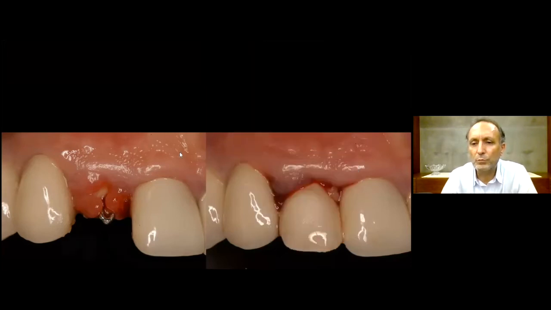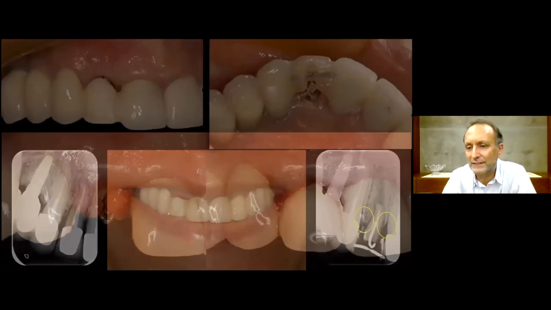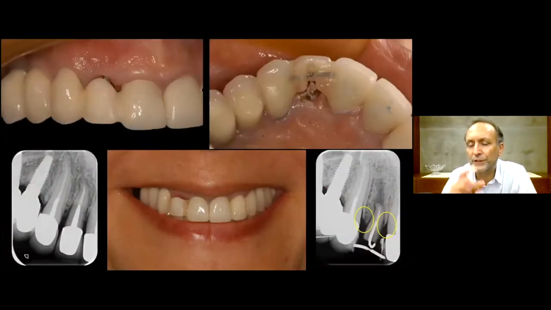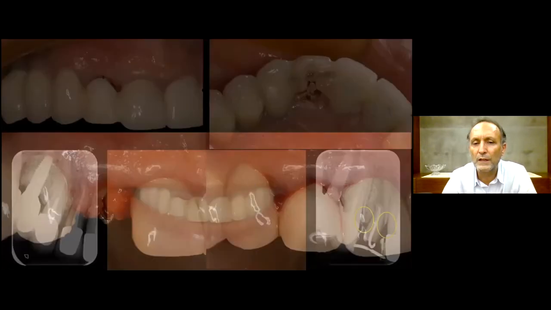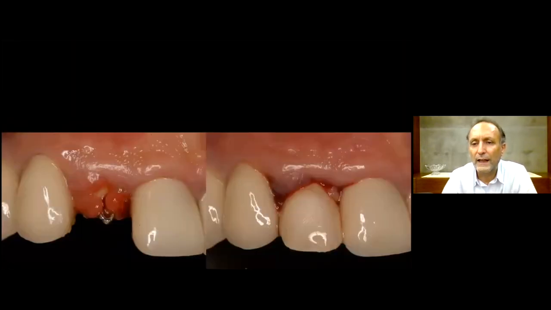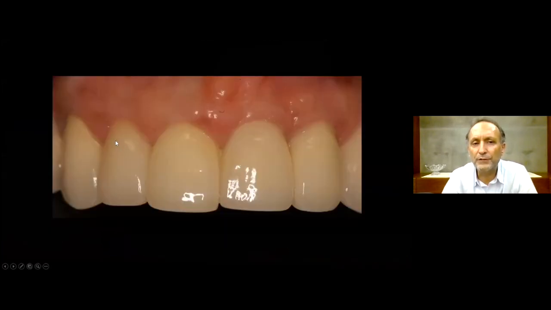Let me go back one slide. You will see that the diameter of the tooth is slightly smaller. Now the implant has a bony contact all the way. There is no gap that you have to worry about. The implant was placed slightly palatal, and you will see that this is the result that we achieved with a flapless surgery, with no bone graft, and we did not change any of the adjacent crowns.